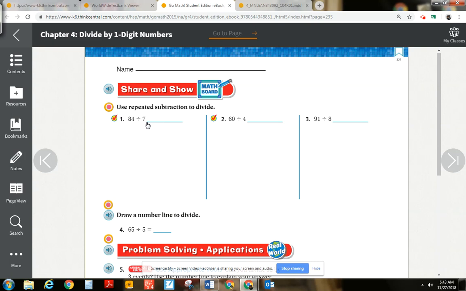So we're going to set it up just like this, 84 divided by 7. Now, one thing that we want to do that's a little bit different is we're going to extend this line down. Now, we're going to break this up into steps. How many 7s can fit into 84? I know right away that I can fit 10 7s into 84 because 10 times 7 is 70. And since we're dividing, we're doing equal groups, we're going to subtract.